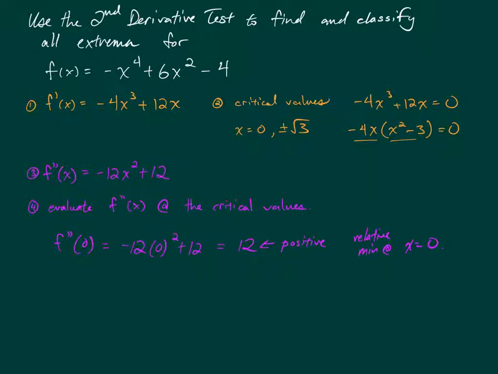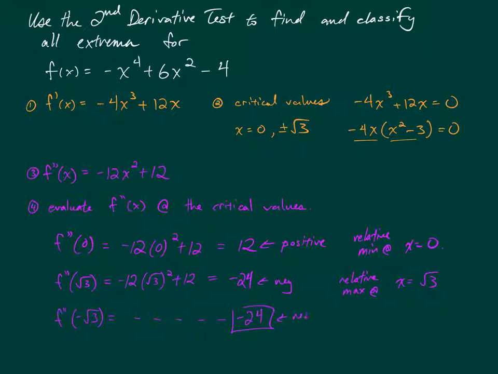And we can repeat this process. So f double prime of the square root of 3 ends up being negative 12 times the square root of 3 squared plus 12, which is negative 24. And since this is negative, we will have a relative max at x equals positive square root of 3. And if you go through and do all of the work for the negative square root of 3, you'll also get negative 24, which is negative, which means there's also a relative max at x equals negative square root of 3.